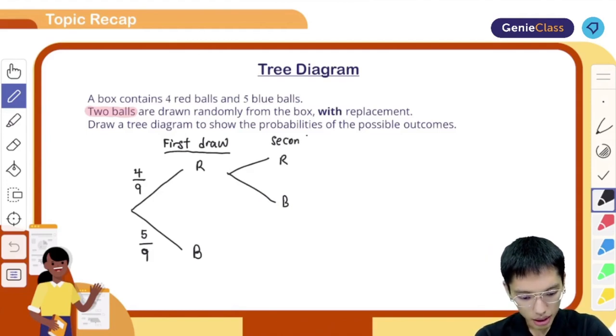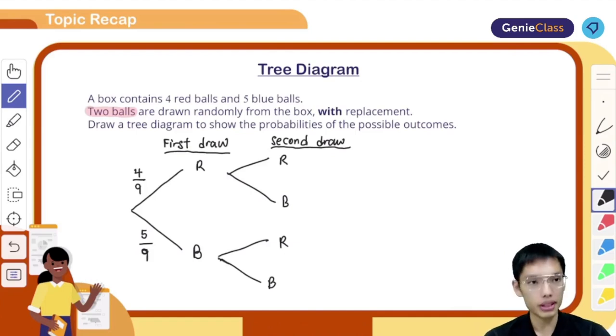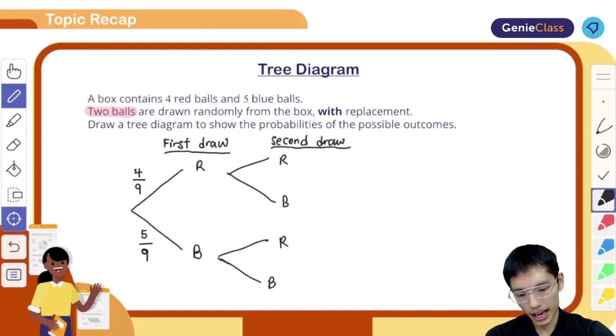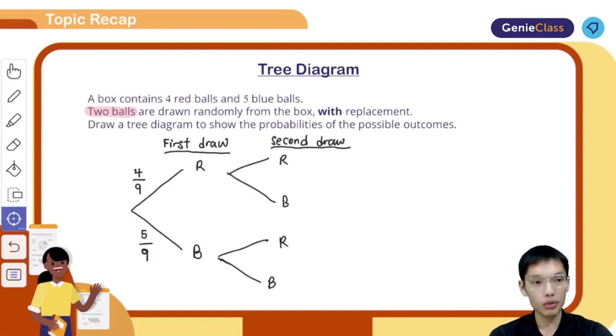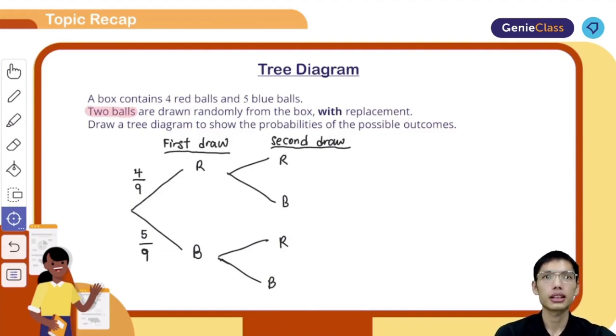Now, can anybody tell me, because I'm talking about with replacement over here, what will the probabilities be the same or different? So suppose, let's say I talk about red. What is the probability of drawing a red again? Is it going to be the same or different? Write down the lines over there. Same or different? I just need to know same or different.